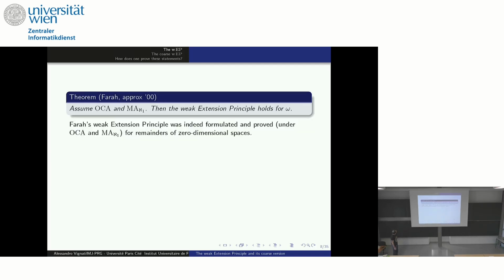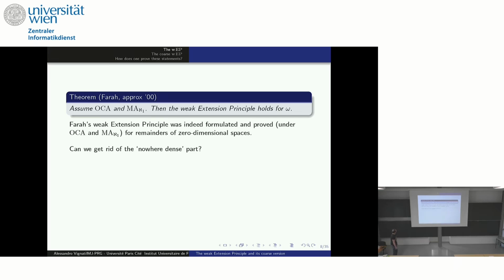And in fact, what Ilias showed is that this holds under CH and MA, right? So if you assume, again, our lovely assumptions, you have this principle. I do suspect that somehow we can prove that MA is not necessary. I would believe that, or at least I would know how to prove it. And again, this principle was formulated for remainders of all zero-dimensional spaces in some sense, and proved for some of them, for ordinals and spaces arising from ordinals.